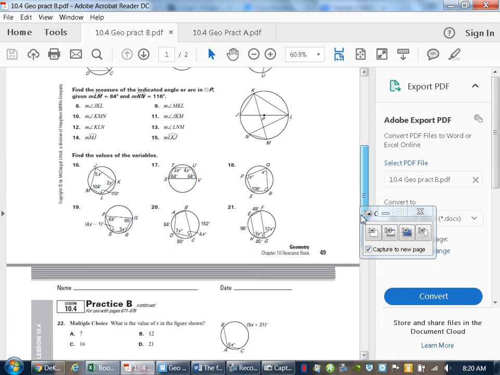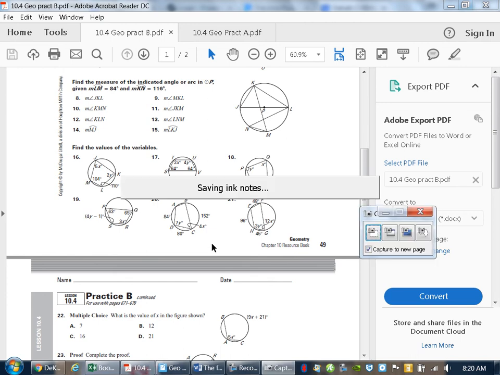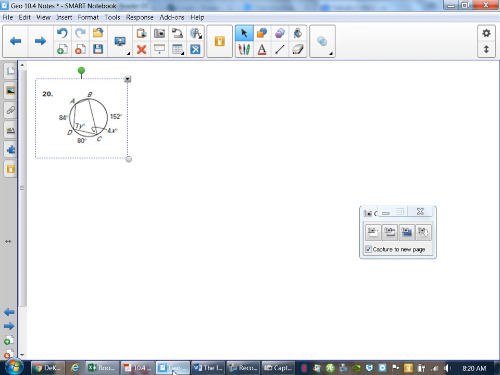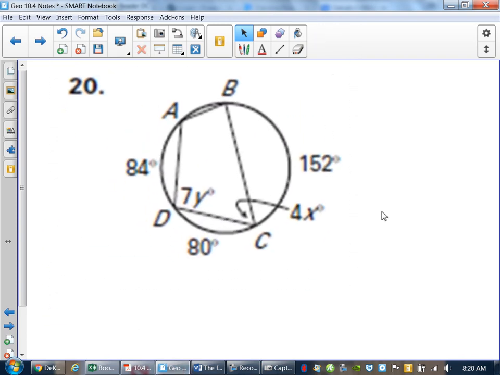If you scroll down to the bottom here, some of these can get kind of messy if you're not careful. I'm going to look at number 20 and kind of help you guys set up one of the algebra style problems. Now, remember, if you have a quadrilateral that's inscribed, that means the opposite angles are always going to be supplementary. That was the one rule that we had about these.